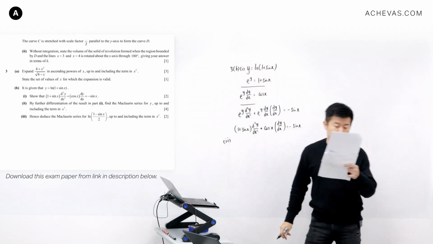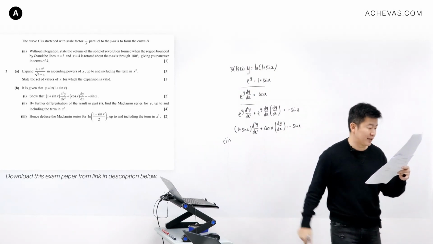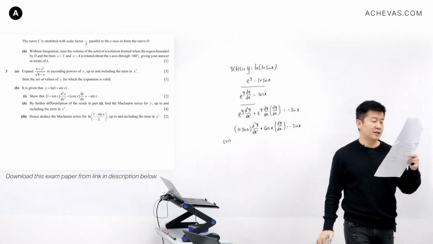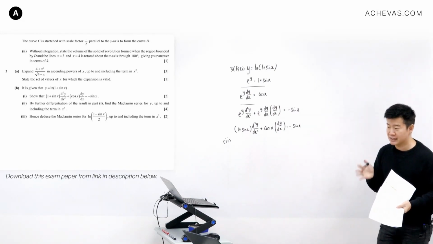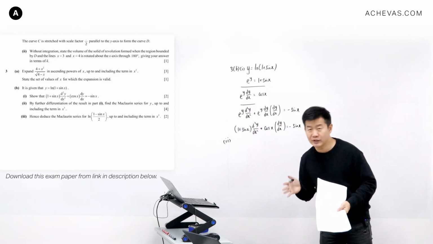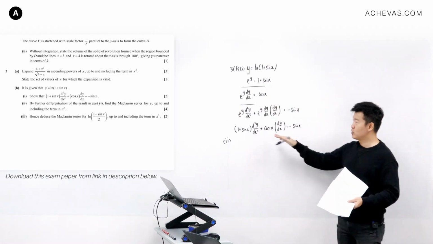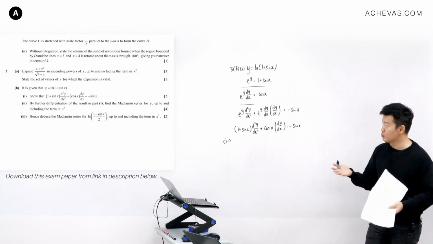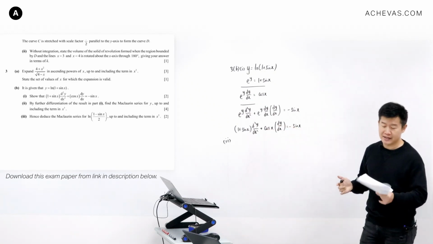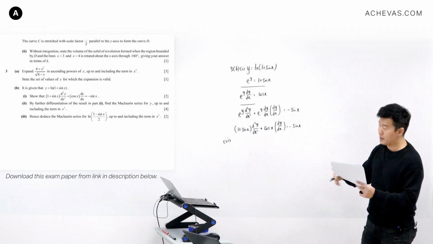And in part 2, by further differentiation of the result that is in part 1, we are supposed to find the Maclaurin's of y up to and including the x to the power of 3 term. So for x to the power of 3 term, we need d cube y dx cube. And now we have only a d square y dx square. Let's try to differentiate this one more time.